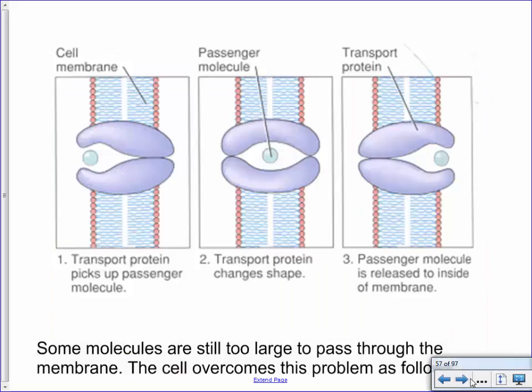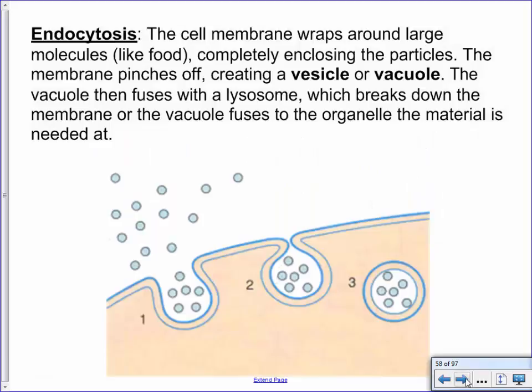Then there's also endo and exocytosis. These are when molecules are so big, you literally have to absorb them into the cell. This is the analogy I have where I have a bed that I can't even fit through my doors. So we had to take the window out and put the bed in through the window.